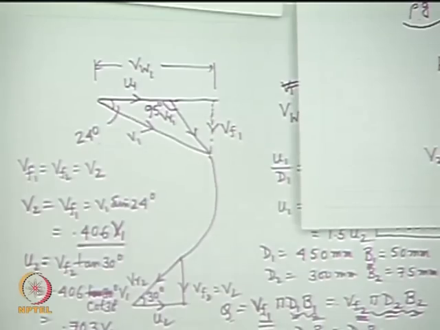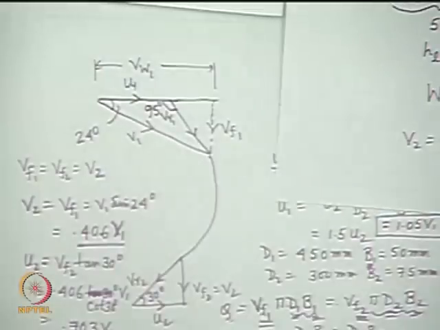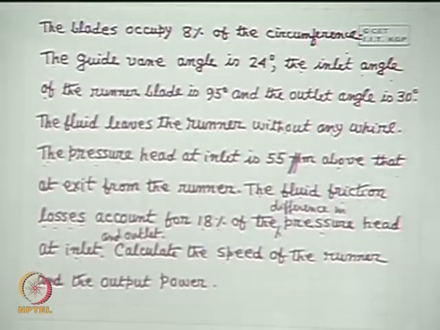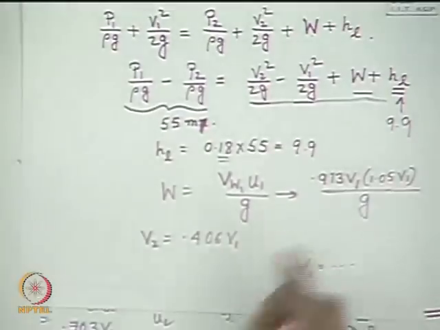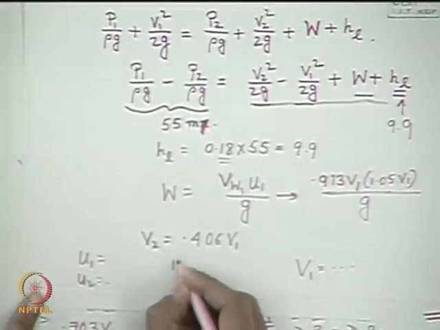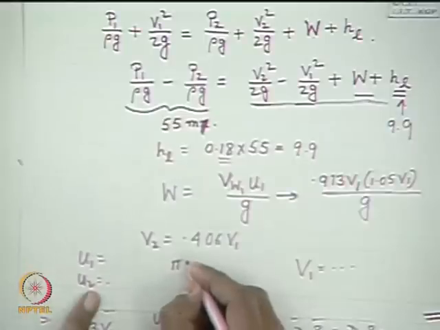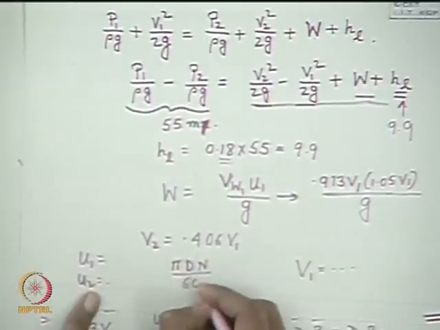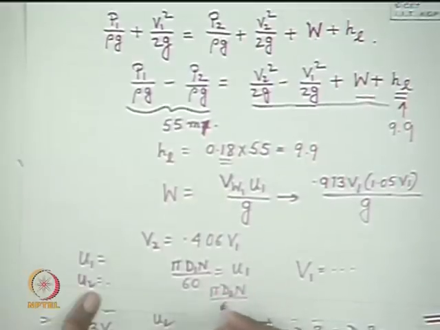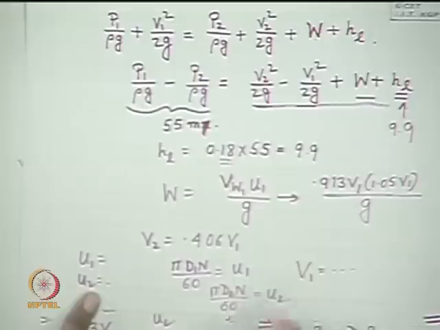Well, when the value of V1 is found out, then what we have to find out in this problem? You have to calculate the speed of the runner and the output power. Well, the speed of the runner is very simple. Now, when V1 is found out, U1 is found out, or U2, any one of these. And speed of the runner is pi d n by 60, d1 is u1. So, or pi d2 n by 60, any one you make u2. So, you can find out the rotational speed in RPM.